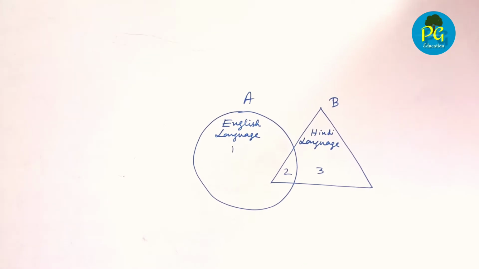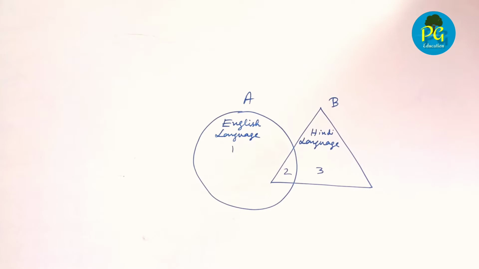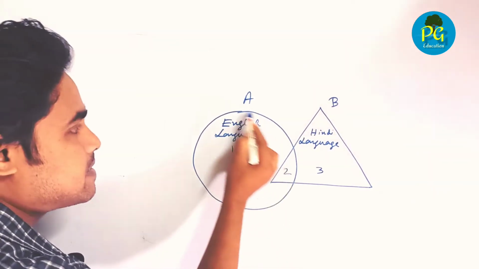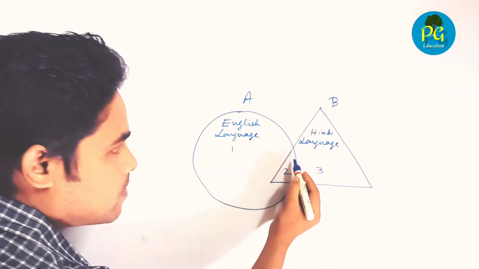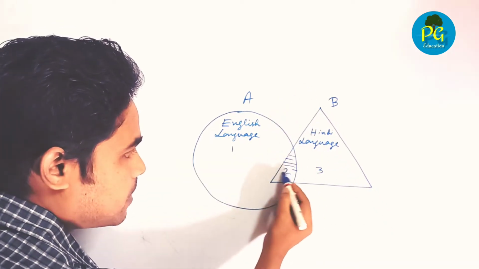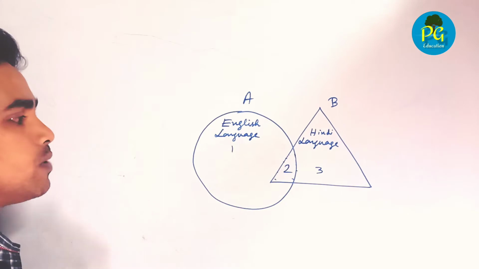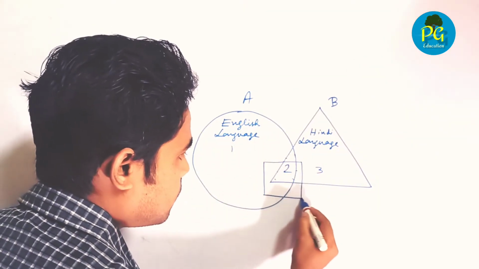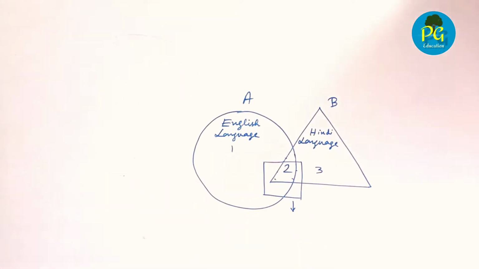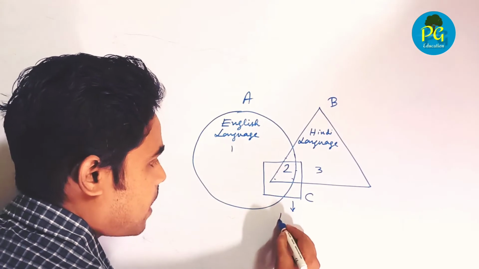Why? Because 2 is in the common region of both the sets. That means 2 is inside A as well as inside B. That means this is the common region. So 2 speaks both the languages. If I include another set, C represents people who speak the Marathi language.